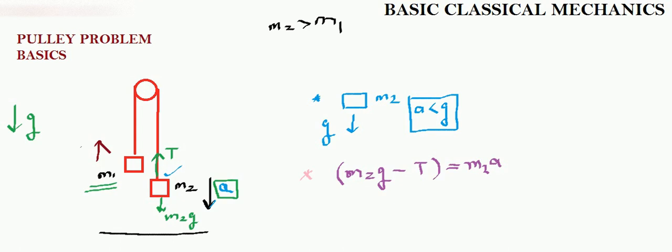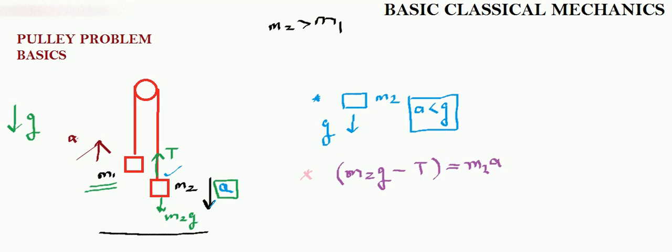Obviously m1 has to go up with an acceleration a. Why an acceleration a? Because m1 and m2 are now the same thing. They are connected by a string, so they are now the same system. You cannot have m2 going downward with a higher velocity than m1 going upward. This will create a break in the string. So this string that connects m1 and m2 has now made m1 and m2 a single system.